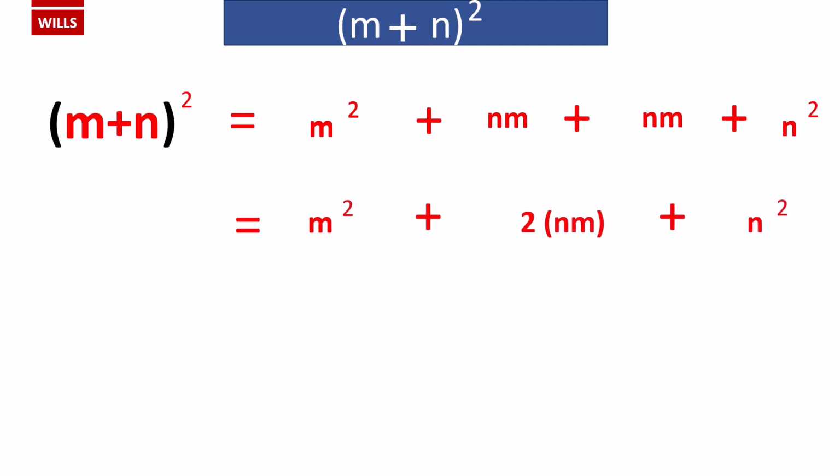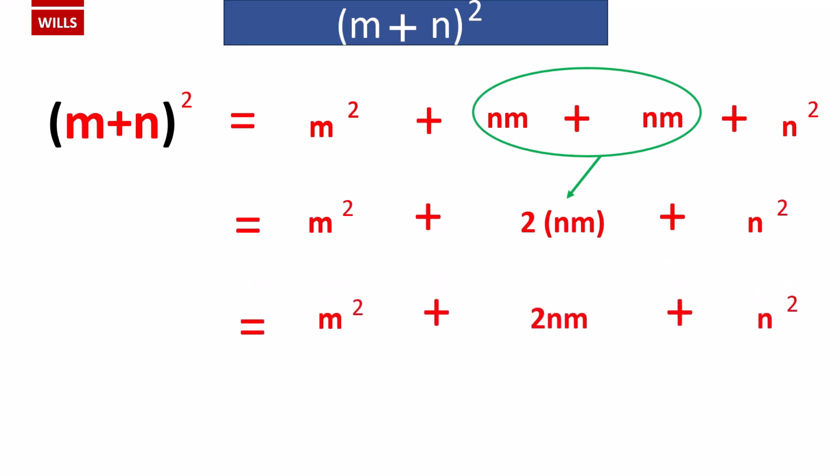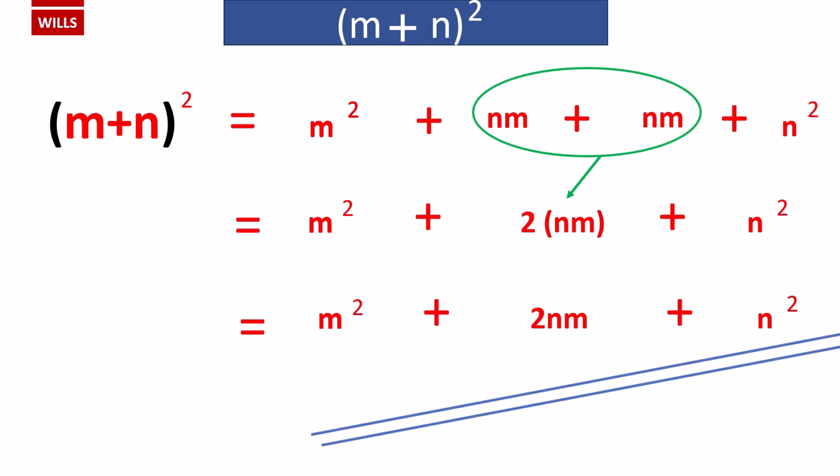But we can see that we have 2 of the nm's in the equation, so we put them together, and that gives us 2nm. So we have m squared plus 2nm plus n squared, and that is our answer, which means that when we are given m plus n all squared to expand, it is equal to m squared plus 2nm plus n squared.